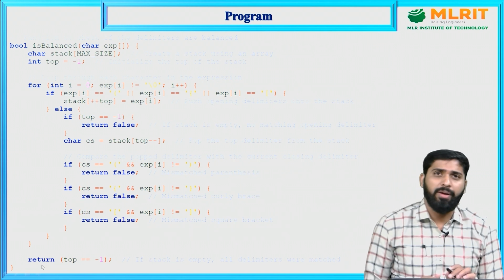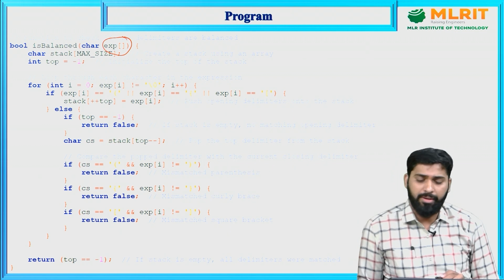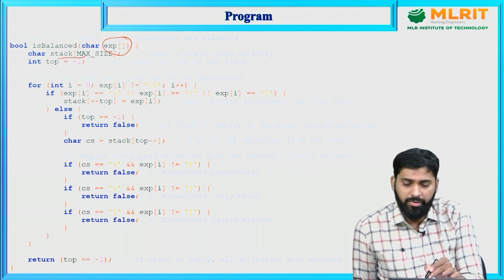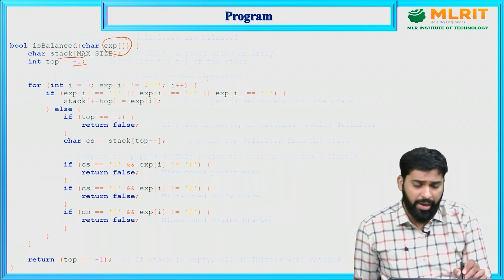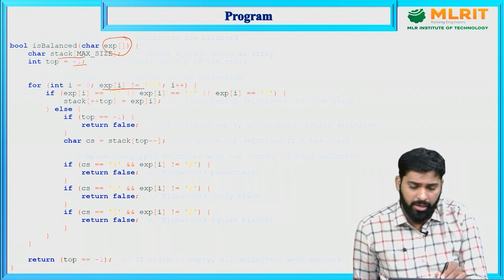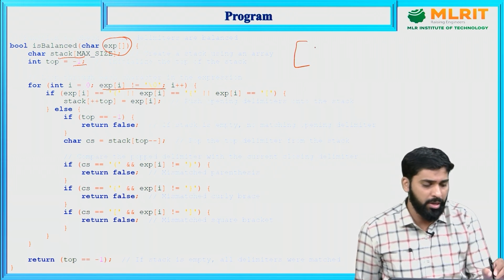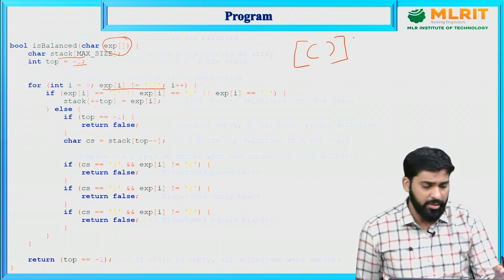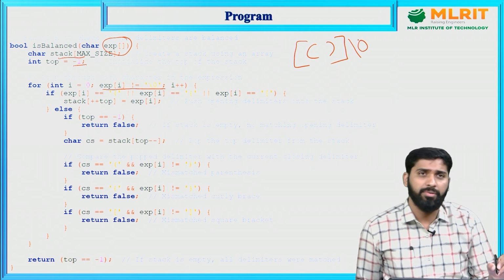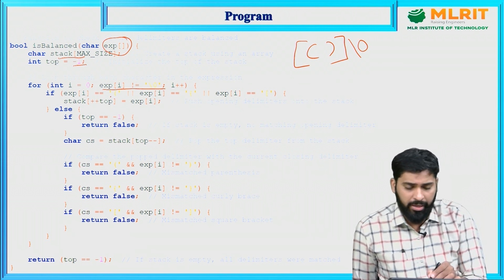Otherwise it returns false, which specifies the expression is unbalanced. So this is the program. Here the expression is stored in this array. We take one stack, initially top equals -1. Loop through each character in the expression until the last character, which is identified with \0. Now, what is the algorithm? The algorithm is: if the expression of I is one of these three.